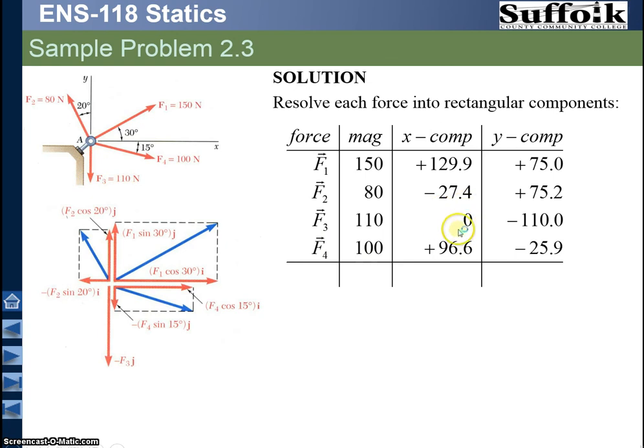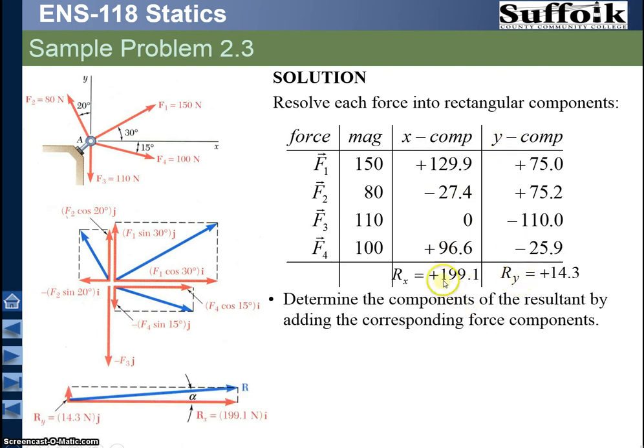So when we came over to here, we placed 0 in the x component value, and the y component had the entire magnitude of force, 110 newtons, and it's acting down, so we gave it a negative value. And then F4, again, we used trigonometric functions of sine and cosine to solve for the x and y component forces, and again, signed their positive and negative values based on the direction. Great. Okay, so now we sum up each one of these individual x and y component forces. When we sum them up algebraically, the resultant x component force wound up being a positive 199.1 newtons, and the resultant y component force wound up being a positive 14.3 newtons.